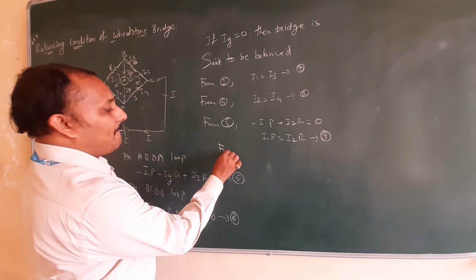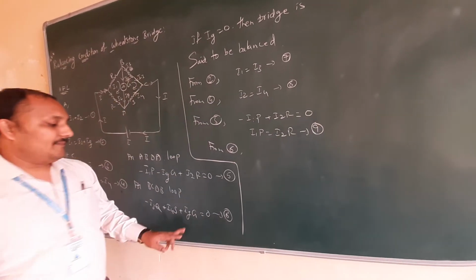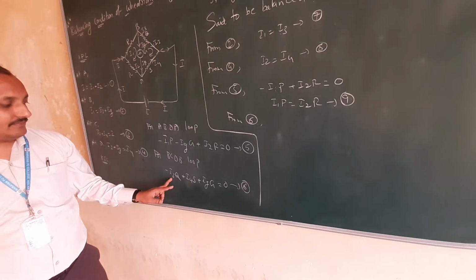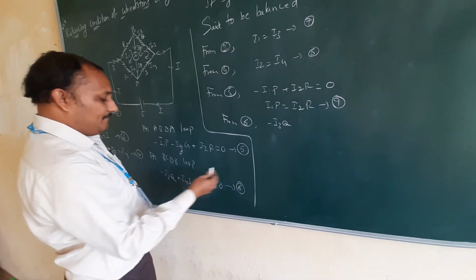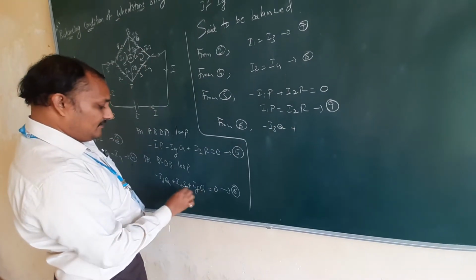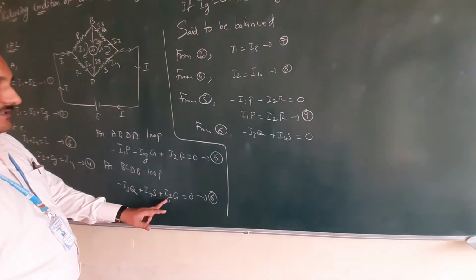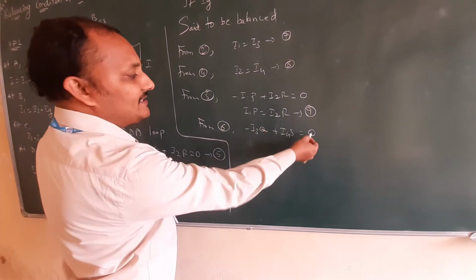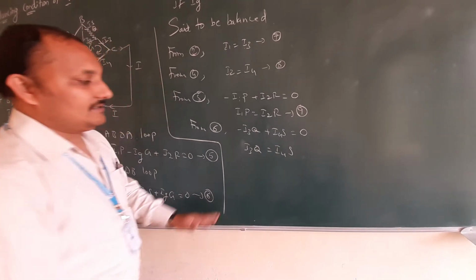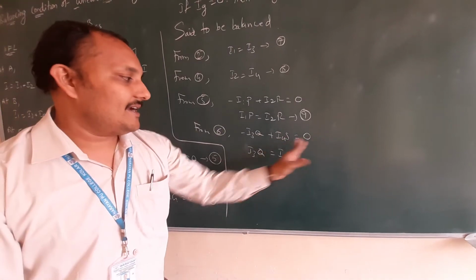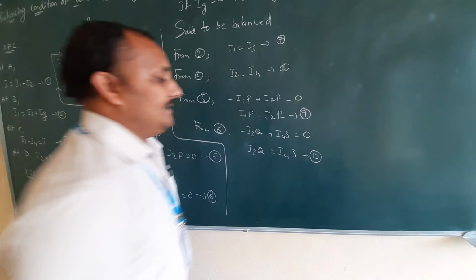Next, from equation number 6, if Ig is equal to 0, then minus I3Q plus I4S is equal to 0, because this term is going to become 0. This one you can send to that side. Then I3Q is equal to I4S. Just the Q term I am writing on the right side, then minus will become plus. Call it equation number 10.